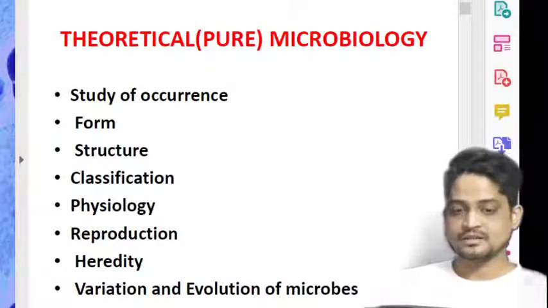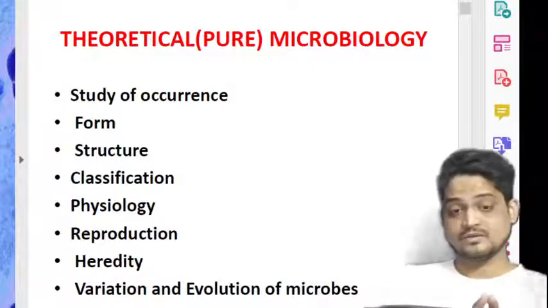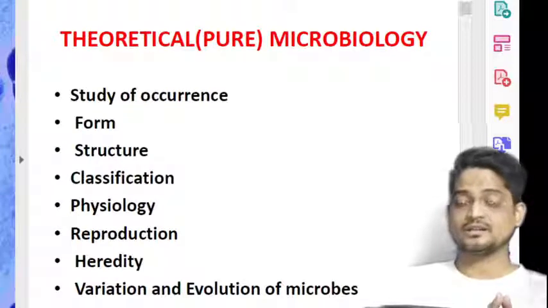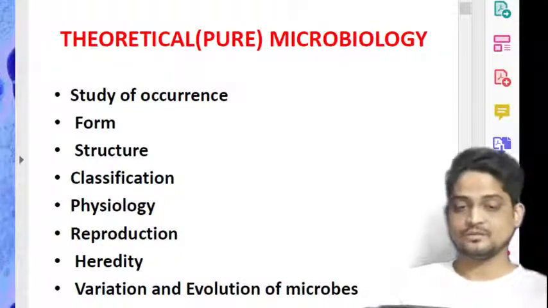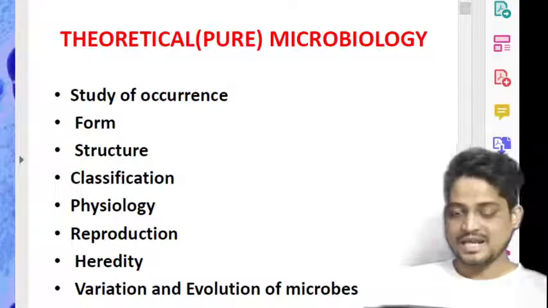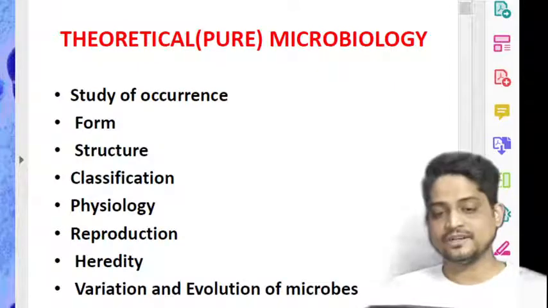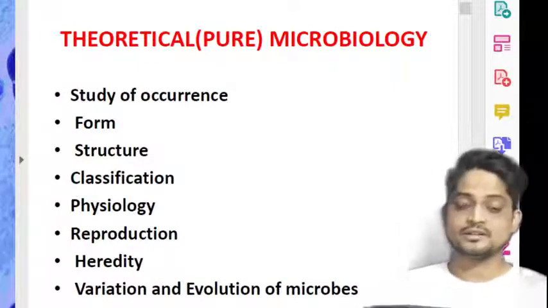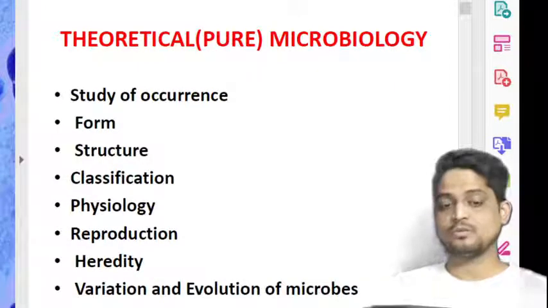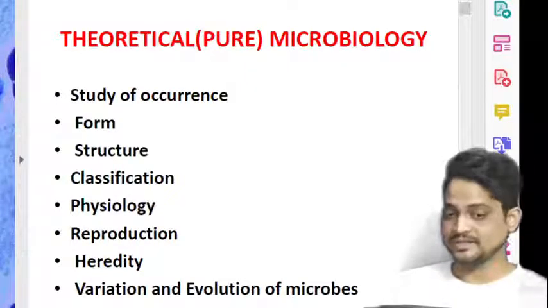Reproduction: how they reproduce and what strategies they prefer in harsh conditions, how they make endospores and all. Then heredity. Heredity is the genetic variation or genetic ability which is transferred from one generation to the next. And then variation and evolution of microbes. Variation and evolution have their own significance, because without them we could not even classify the organisms.